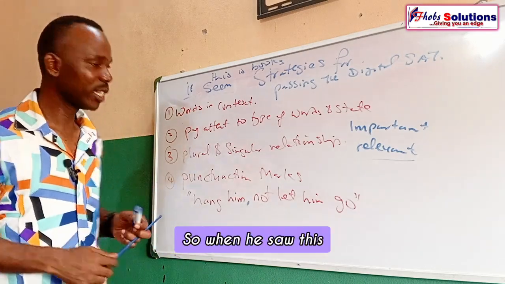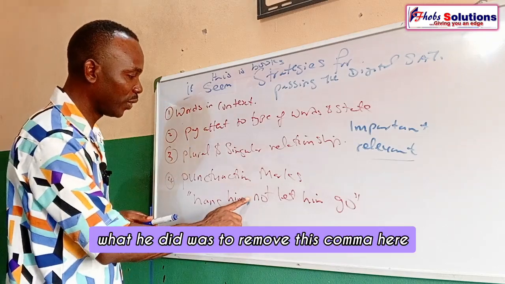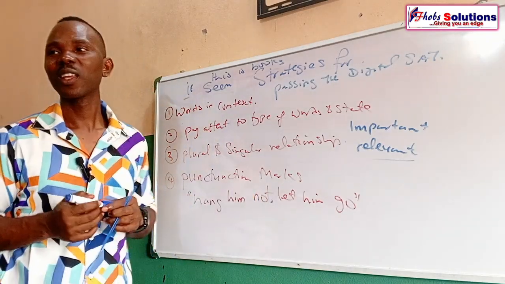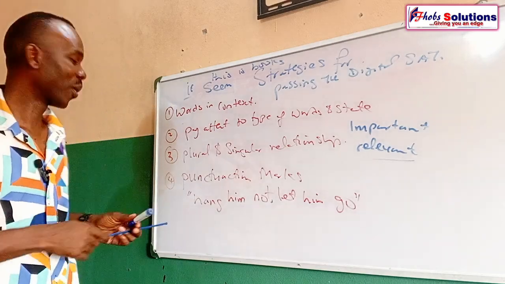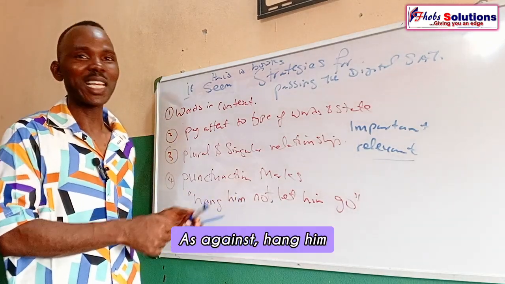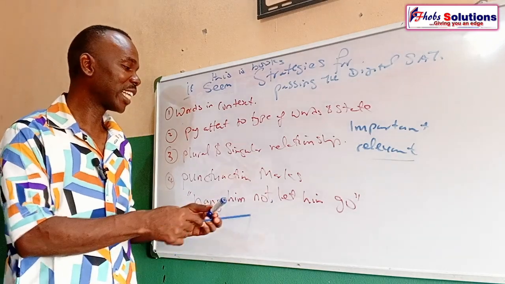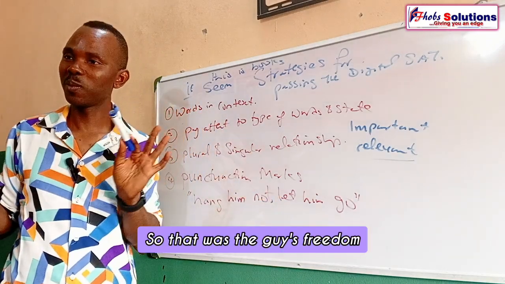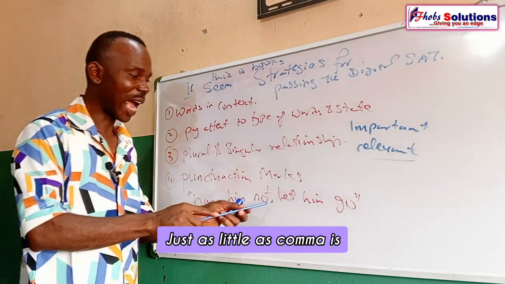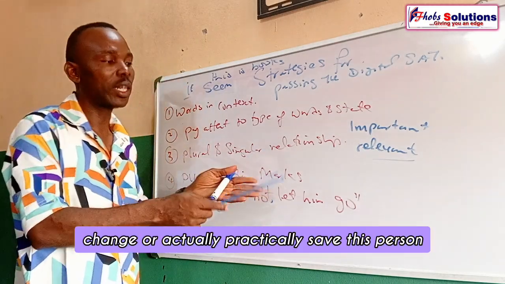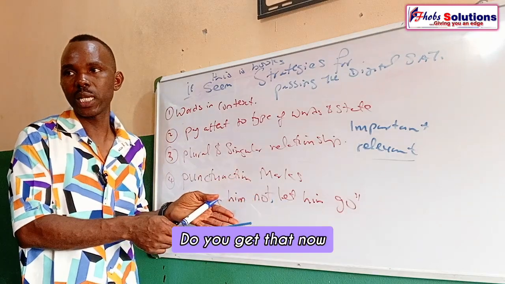So when he saw this, what he did was to remove this comma here and put it here. All right. So the sentence became "hang him not," as against "hang him." "Hang him not, let him go." So that was the guy's freedom. Just as little as a comma is, it changed, or actually practically saved, this person. Do you get that now?